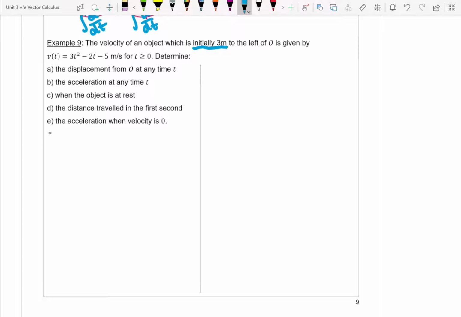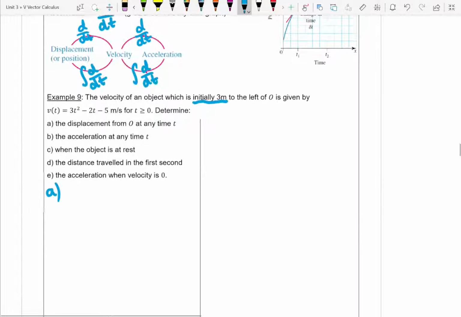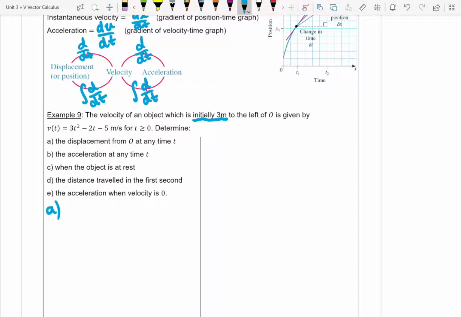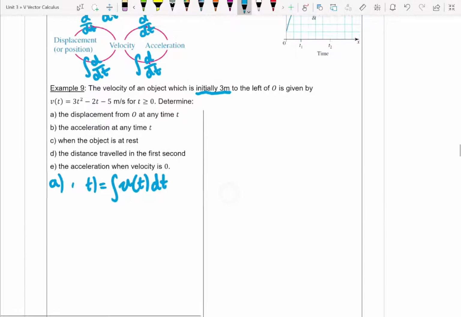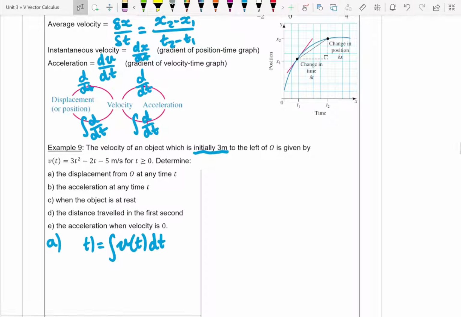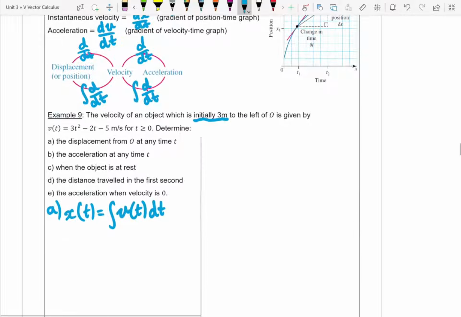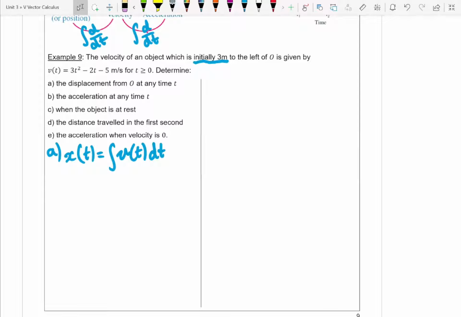So starting with part A, we've got the displacement from O at any time t. To find the displacement, let's go back up to our graph. I've got a velocity I need to integrate with respect to time. So r(t) is equal to the integral of v(t) dt. But you can see I've already fallen back into my vector notation, but we're not actually using r(t) anymore because we've only got one position. There's no y coordinate. I can just write this as x(t). So x(t) equals the integral of velocity with respect to time.